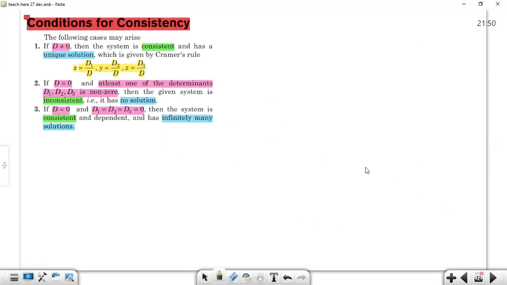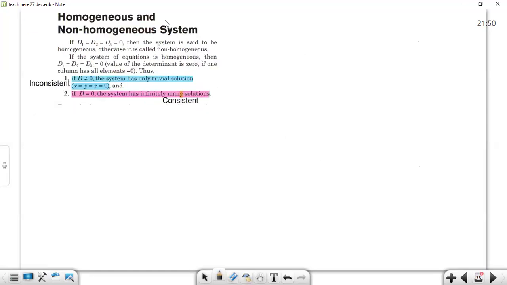Now there's one more. We have already discussed all of these conditions. Now, homogeneous and non-homogeneous systems. We were earlier talking about D1, D2, and D3 determinants. If all three determinants become equal to 0, then our system will be known as a homogeneous system.